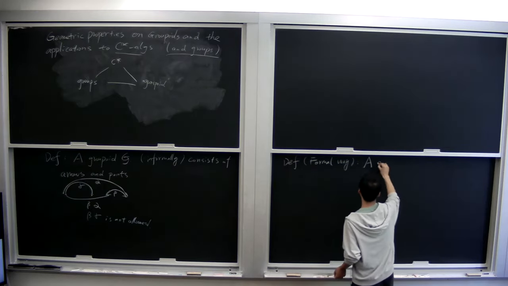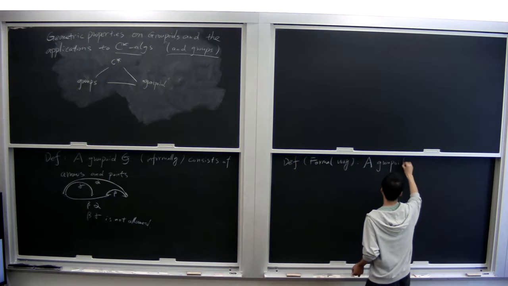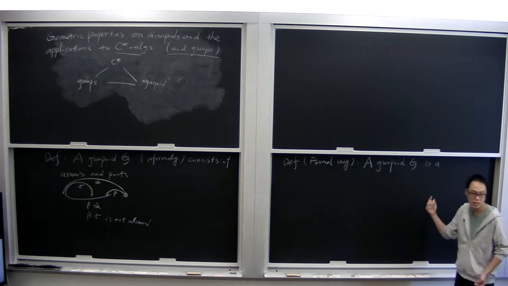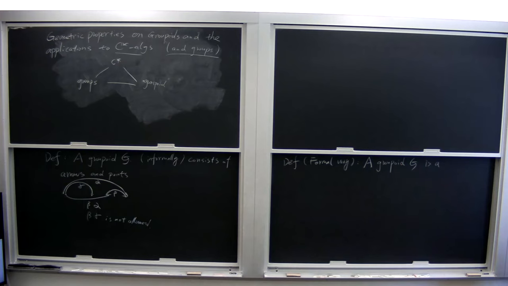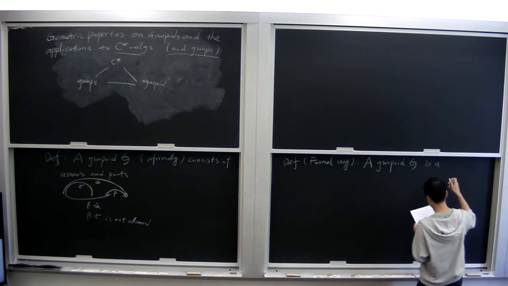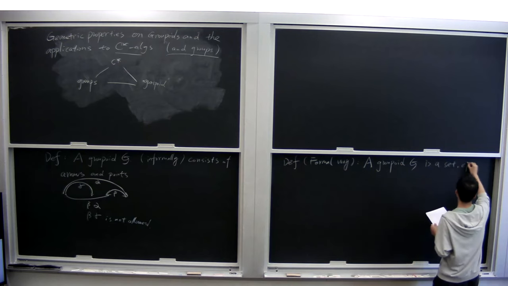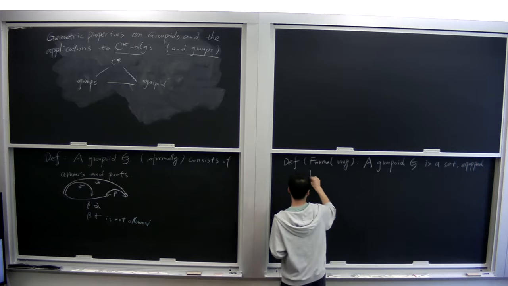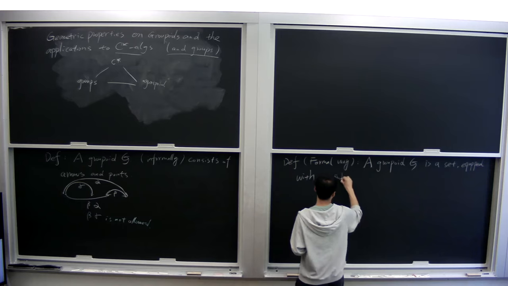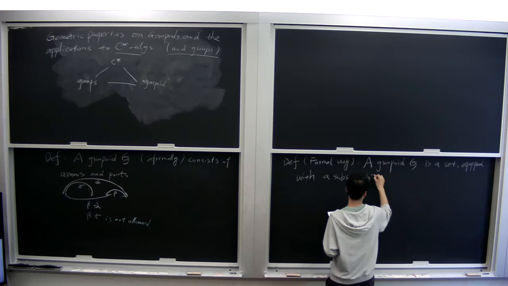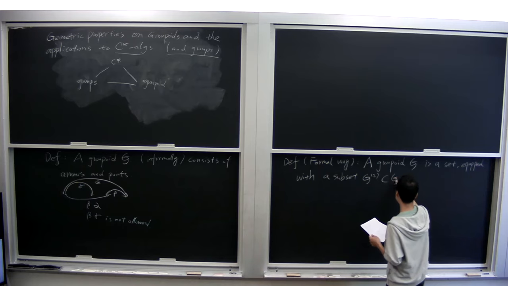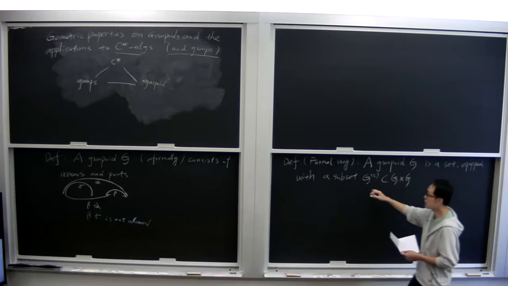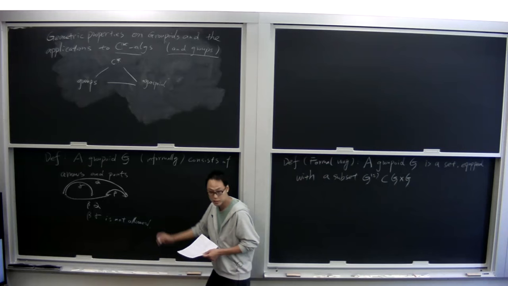So a groupoid. Somebody calls it a small category, but I usually just treat it as a set. Okay, it doesn't matter. It's a set, equipped with a particular subset G^(2), which is a subset of the direct product G × G. So this is just the arrows that can be multiplied.